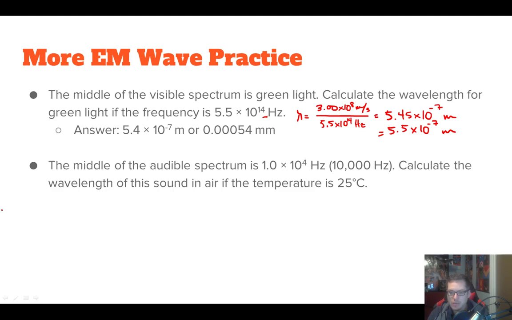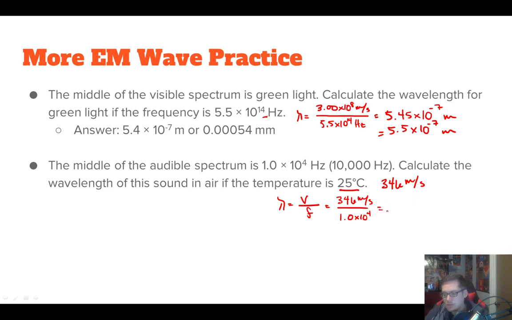Calculate the wavelength of this sound in air if the temperature is 25 degrees. Now notice we're talking about the audible spectrum, so this is sound waves. Sound waves are not electromagnetic waves, so they have a different velocity. Remember, from the last unit, we defined the speed of sound at room temperature as 346 meters per second. So our wavelength is going to be equal to the velocity. Notice I didn't put c over the frequency. So the velocity, 346 meters per second, divided by 1.0 times 10 to the 4th, or 10,000.